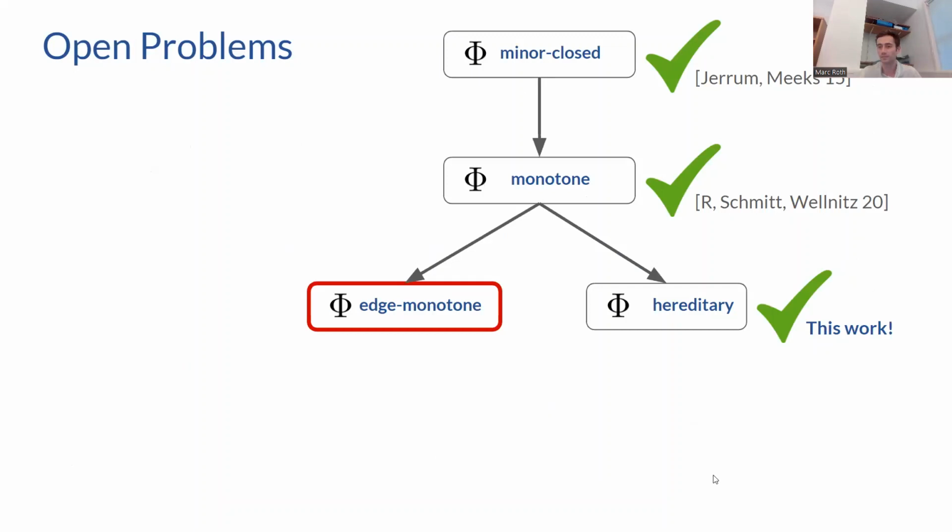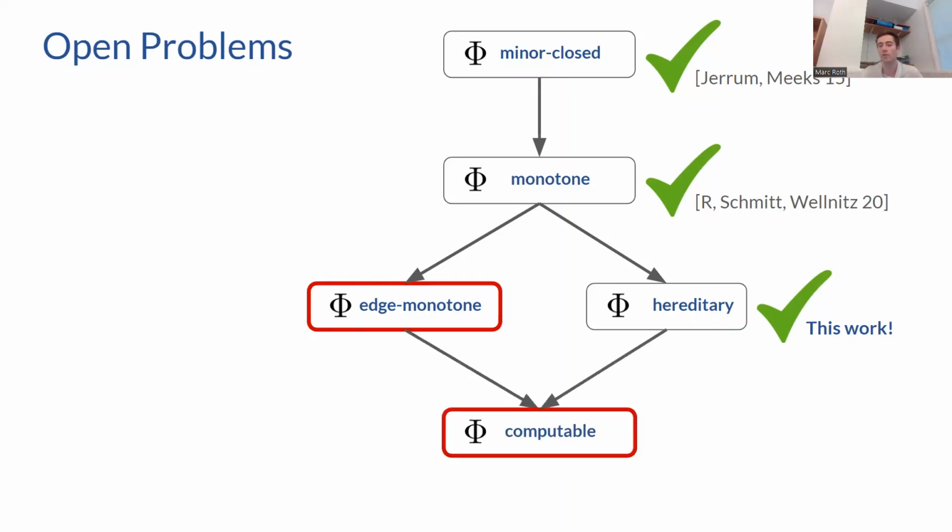So let me conclude with some obvious open questions. With hereditary properties solved, the first next step I suggest is to tackle edge monotone properties. But as I said before, for edge monotone properties, you have to answer some hard questions about topological properties of edge monotone graph properties. So I think it might be very challenging to resolve all edge monotone properties.